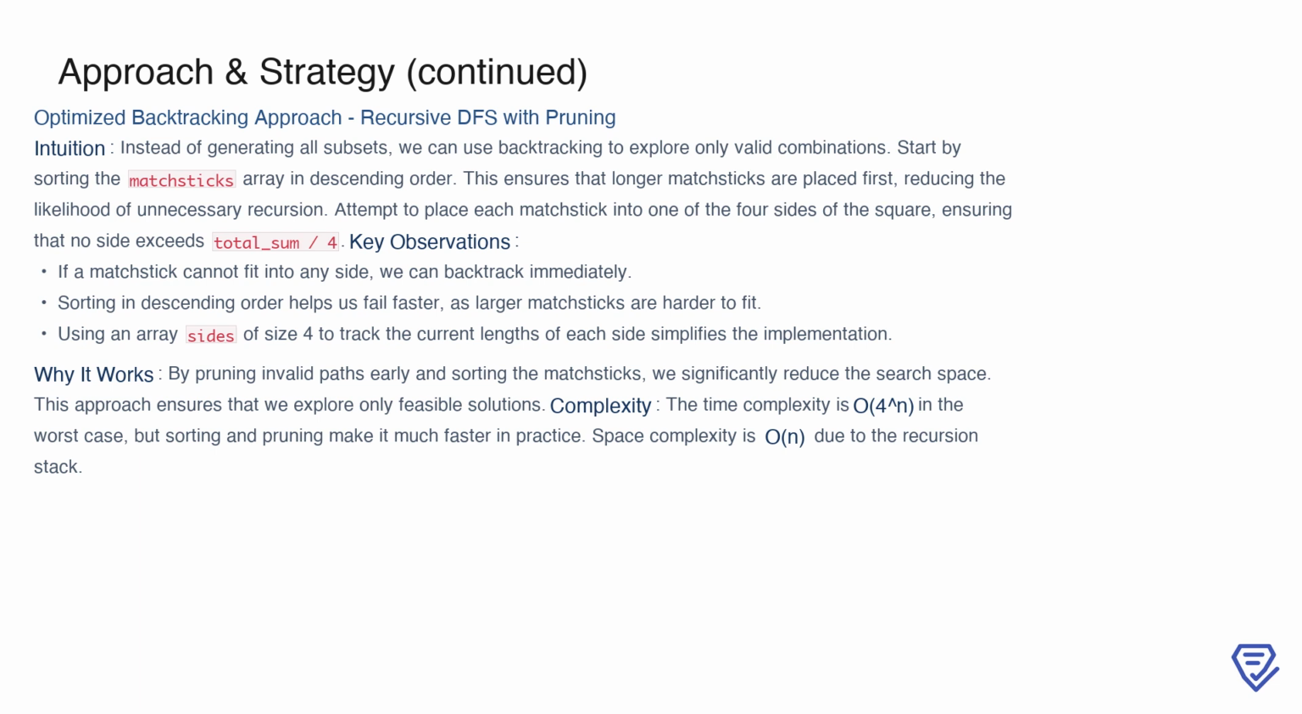A more efficient strategy is to use an optimized backtracking approach with recursive depth-first search and pruning. Instead of generating all subsets, we focus only on valid combinations. One key improvement is to sort the matchsticks in descending order before we start. By placing the longer matchsticks first, we reduce the chances of unnecessary recursion and can fail faster if a solution is impossible.